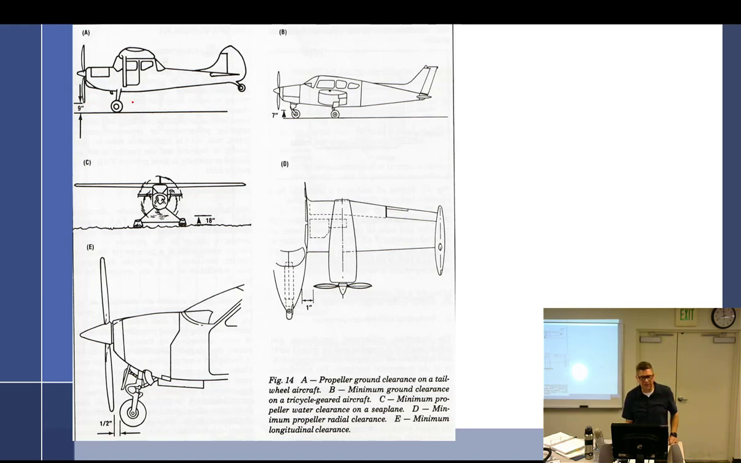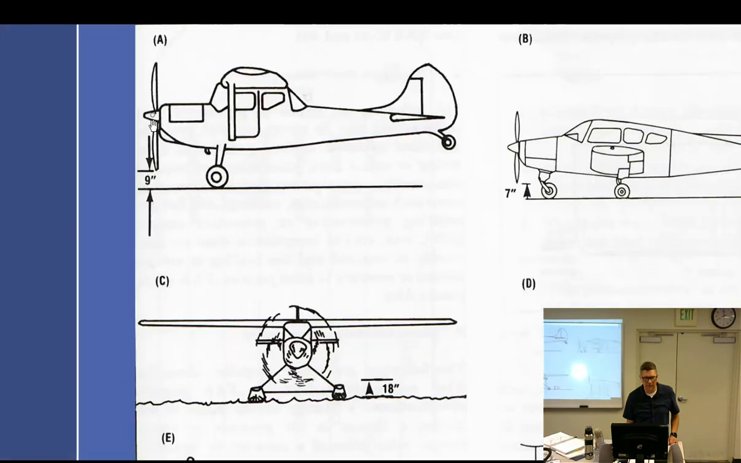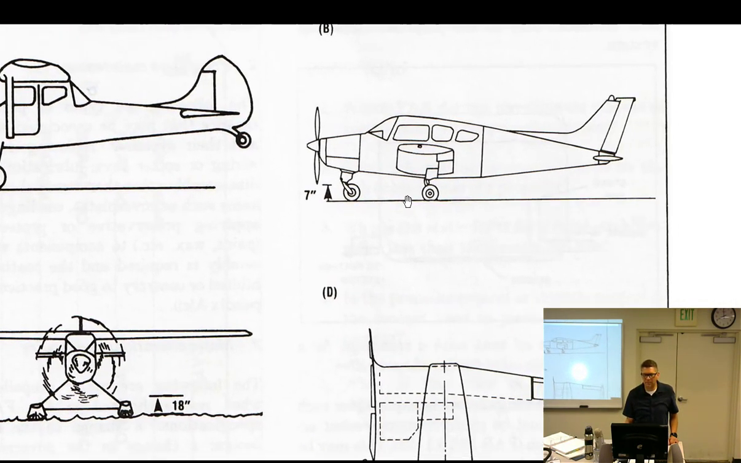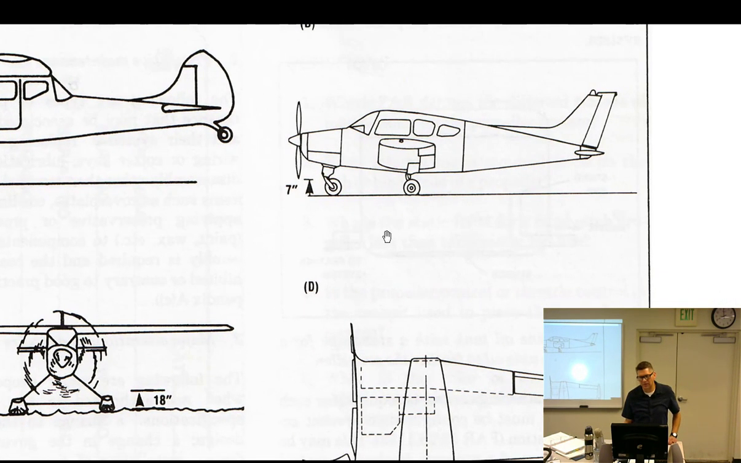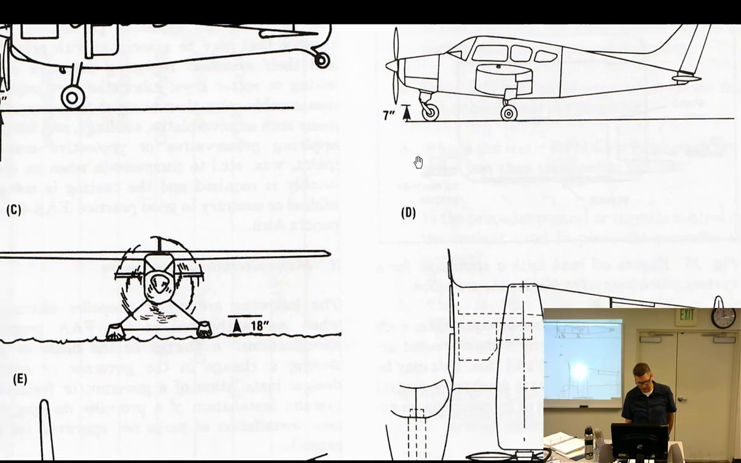So for tail-wheeled aircraft in the flying position or the level position, you want 9 inches. Typical tricycle aircraft, you want 7 inches. There's more to it than that. It has to do with whether or not the strut is deflated, the normal position. I'll get into that.